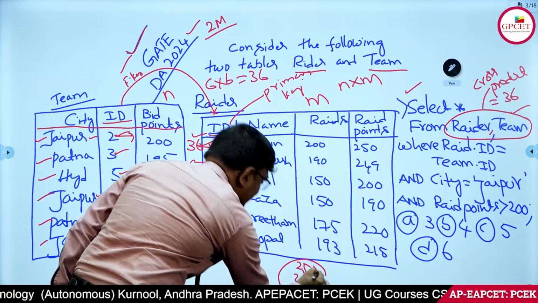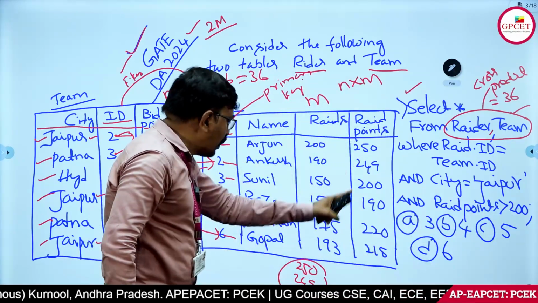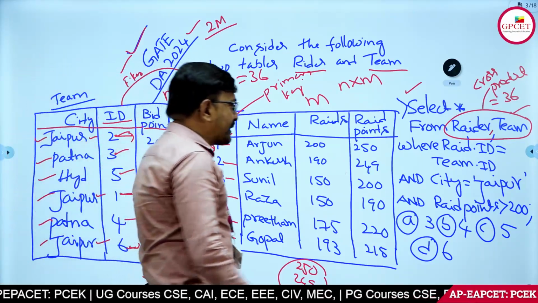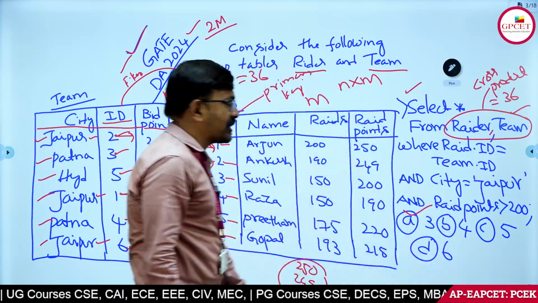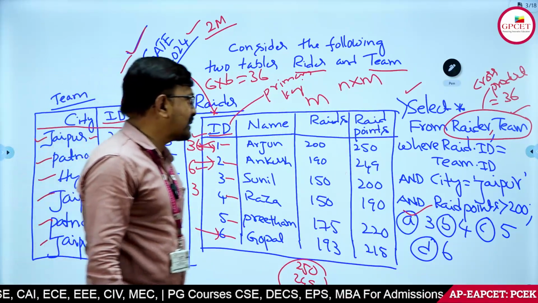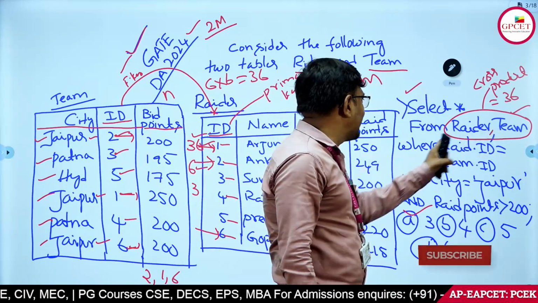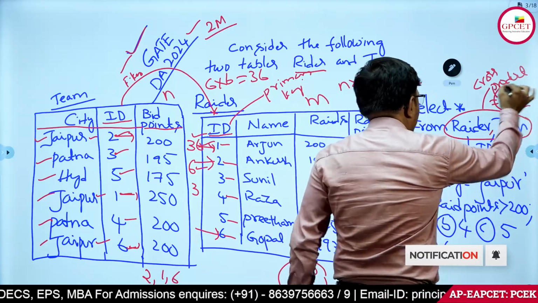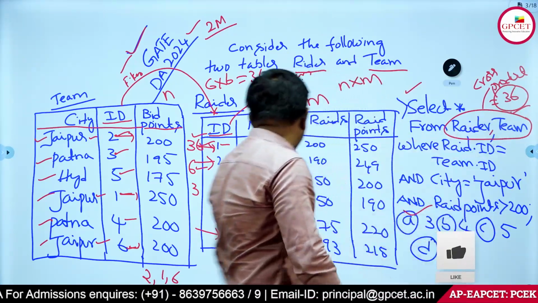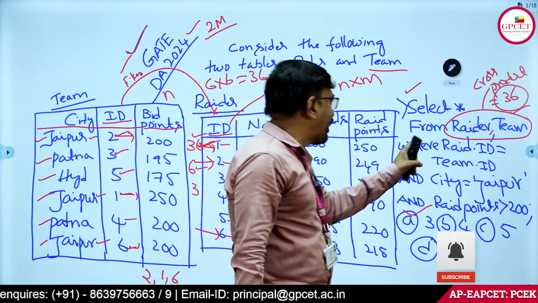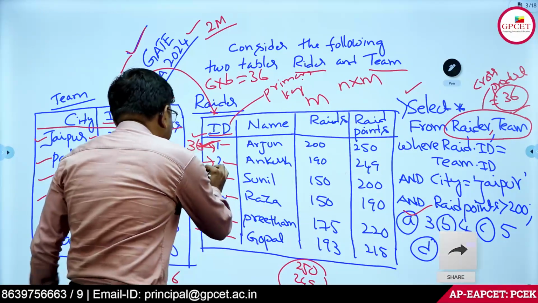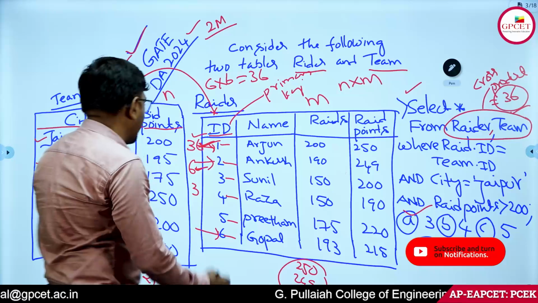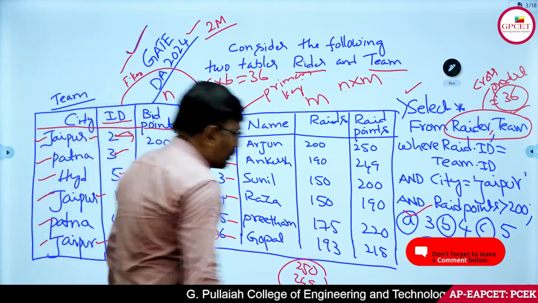What are these three things? Greater than 200, yes. How many tuples here? 3 tuples. That's why the output is 3. The first answer is the correct one. Why? Because select star from rider comma team, where rider.id equal to team.id: you get 36 tuples from the Cartesian product. Natural join, what is that? Cross product plus condition, so we get 6 tuples. And with city equal to Jaipur and rate points greater than 200, the output is 3.